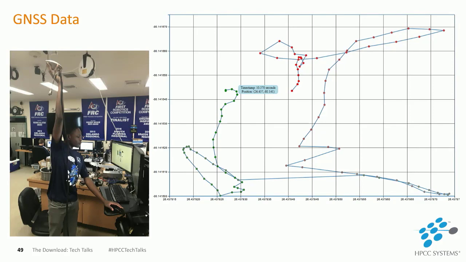So one benefit from being able to analyze the data on a large scale is that you can apply different algorithms and other techniques to this really noisy GPS data to help determine the true position of the antenna.